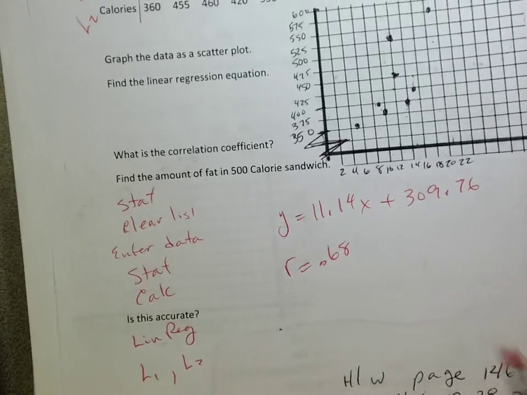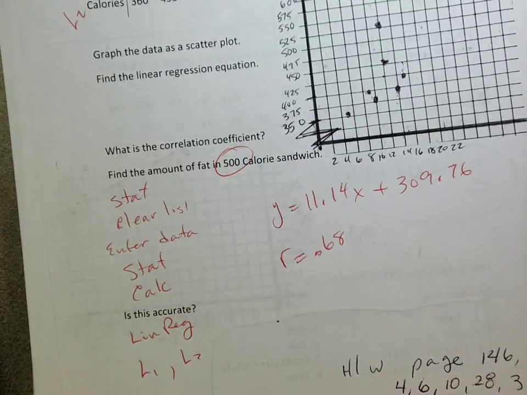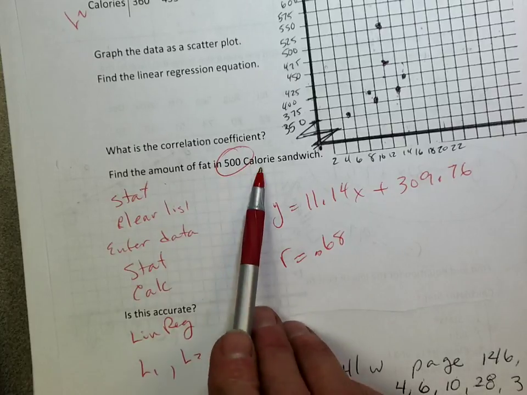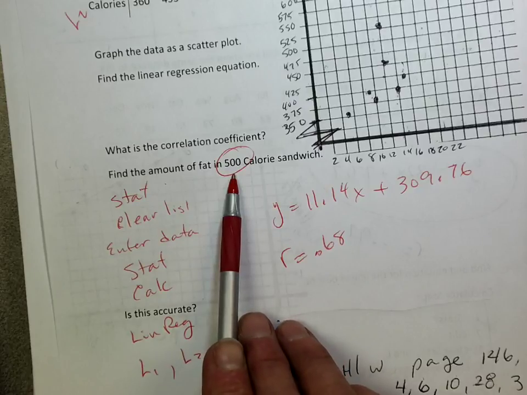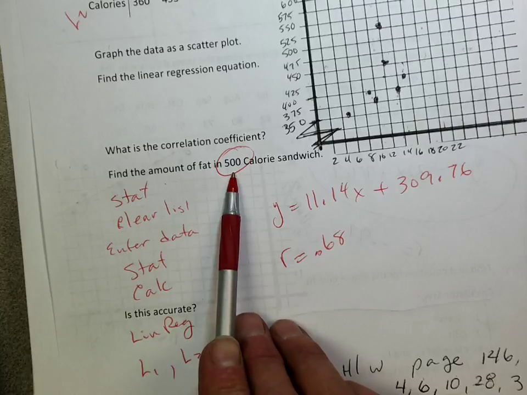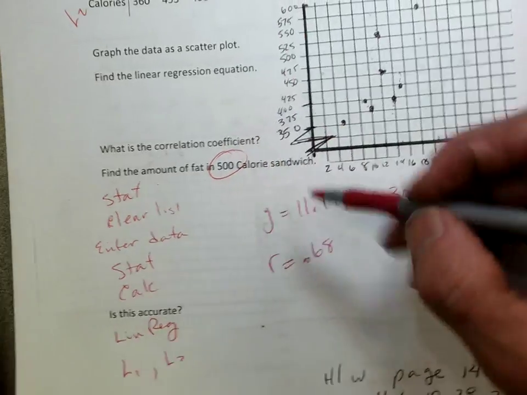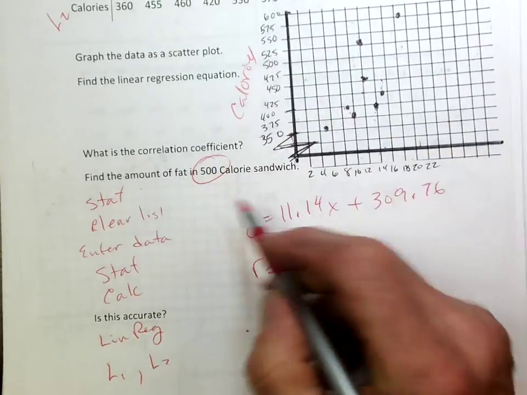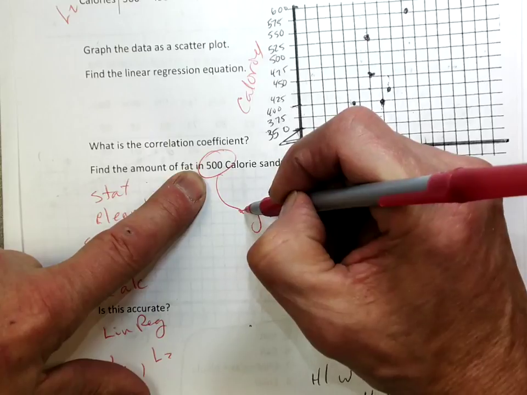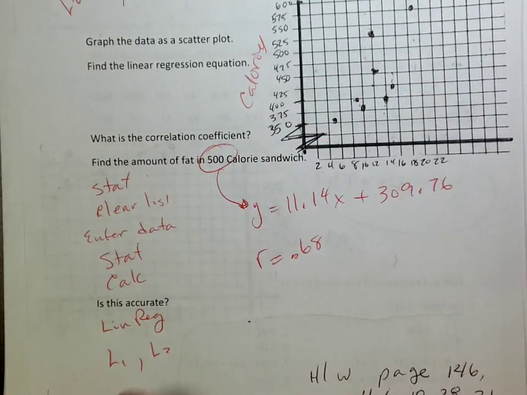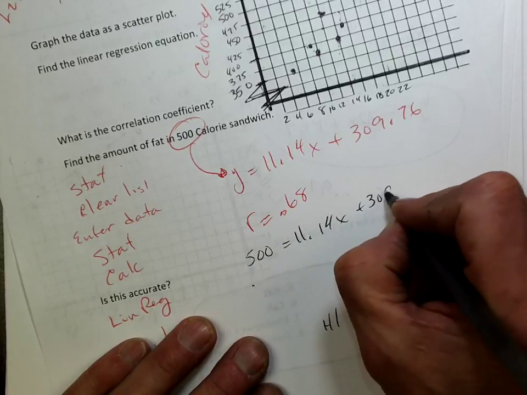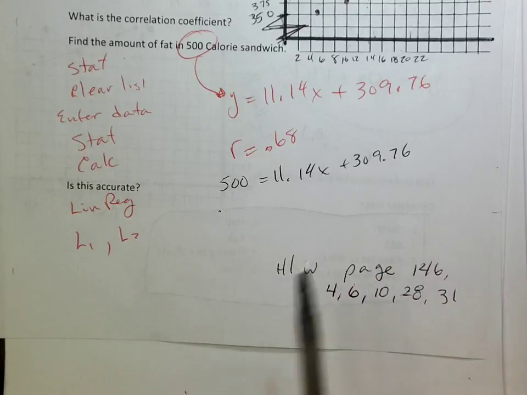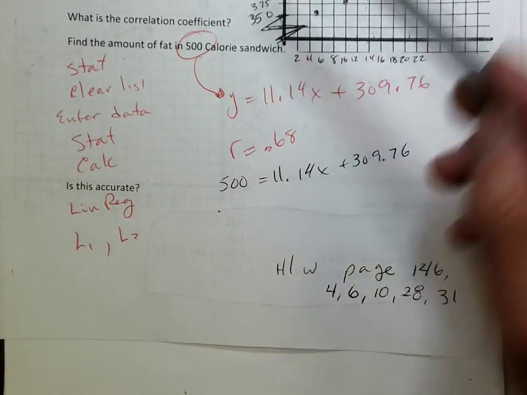So let's use this. A 500 calorie sandwich. Find the amount of fat in a 500 calorie sandwich. So we should be able to put 500 in for what variable? Okay. Y. Because these are my Y's, my calories. So to do the 500 calorie, let's put the 500 here for Y, right? And we'll go, all right, 500 equals 11.14x plus 309.76. Because the calories are the Y values, I put the 500 in for Y.